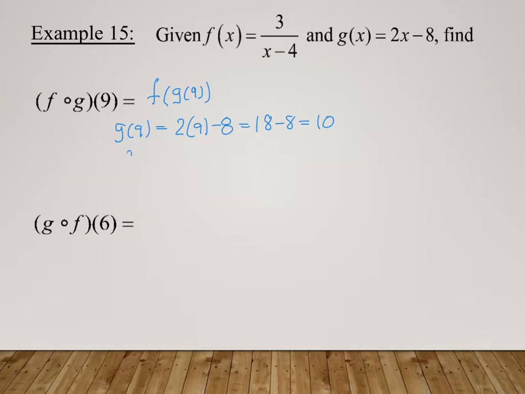So now we're going to evaluate the function at 10, right? And so now we come up here and we get 3 divided by 10 minus 4 is equal to 3 divided by 6, which is equal to 1/2. So there's our answer for fog of 9. Now I'd like you to pause the video and try a golf of 6.